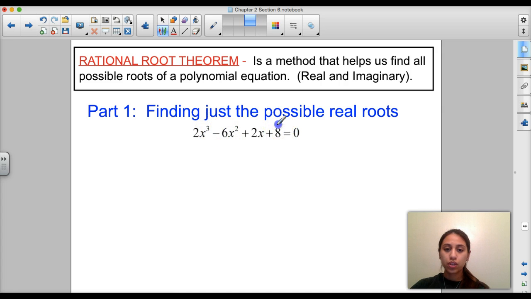When it's set up like this, you'll notice that this value here is going to be P. And values for P are any factors of 8, so anything that divides evenly into 8. So 1, 2, 4, and 8. Now those could be positive or negative values, so I'm going to go ahead and put plus or minus in front of each of those.